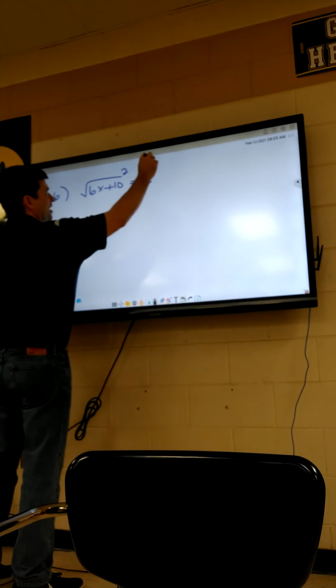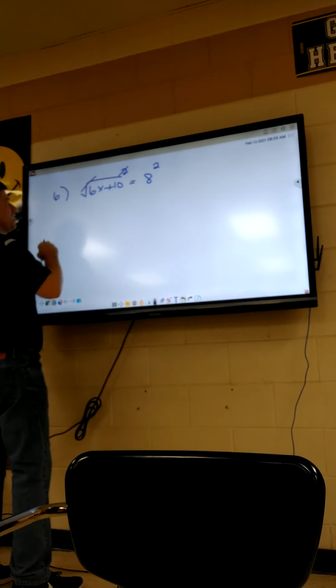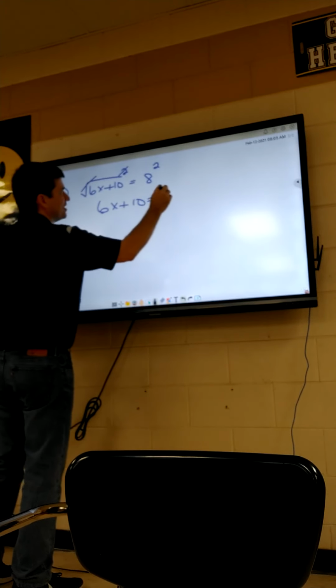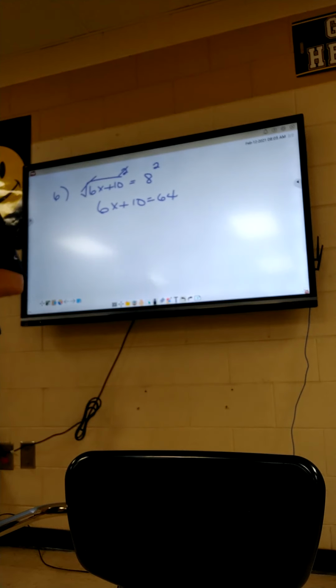Square both sides. So look how easy this one is. The square takes care of the square root. You got 6x plus 10 equals 64. All right, y'all solve it from there. Let's get an answer. Shouldn't need but just a second. Yeah, these first 4, 6, 7, 8, 9 are all going to be really easy. 10 is the longer one.